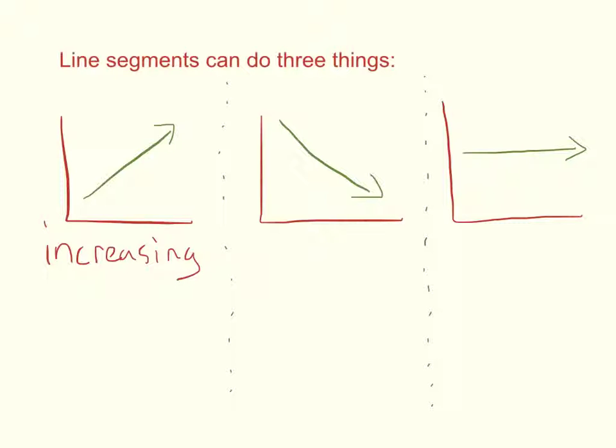So lines can be increasing, so logically, if this one is increasing, then we know that this next one should probably be decreasing. And that means that the last one is going to be constant because there is no change. We talked about that in class the other day.